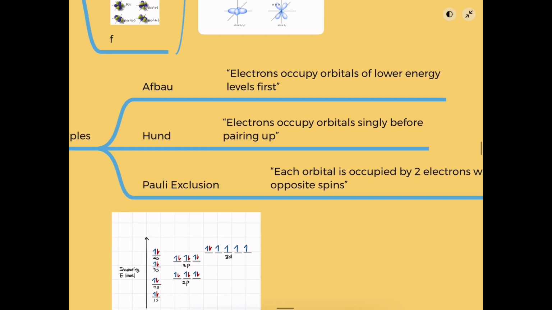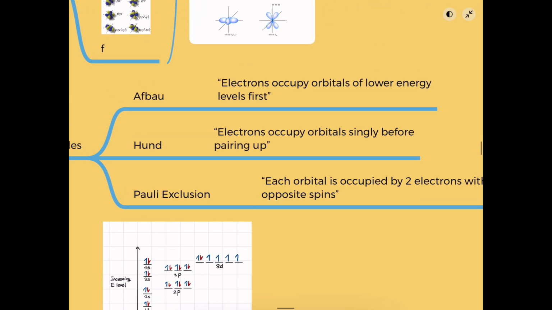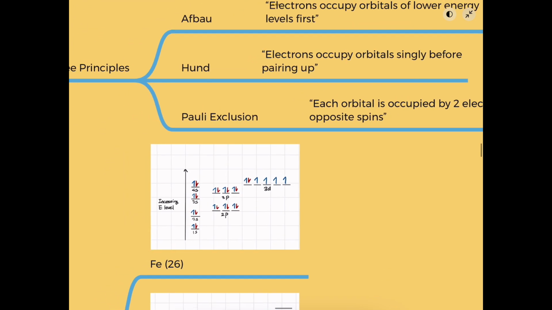The first one is the Aufbau principle, which states how electrons occupy orbitals of lower energy first. Hund's principle, which states that electrons occupy orbitals singly before pairing up. And the Pauli exclusion principle, stating how each orbital is occupied by two electrons with opposite spins. For example, let's look at iron over here, number 26.